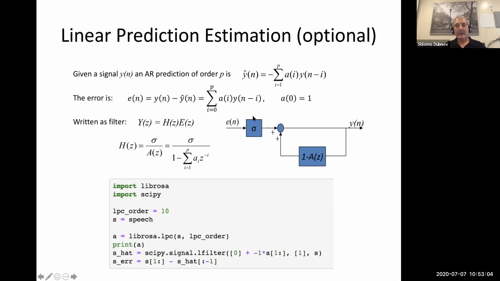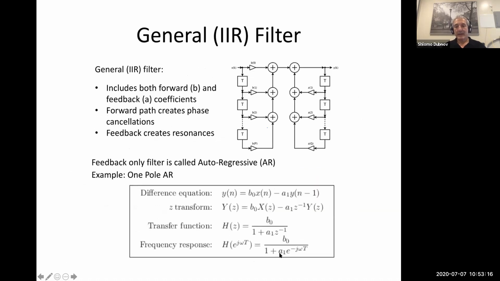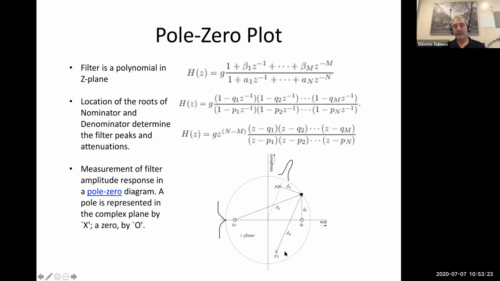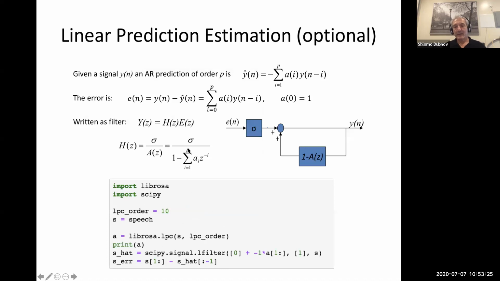If you check the equations here, it takes some time to play with the math, but if you go carefully through this, you will end up with this expression, which is exactly the same as what we have seen here, just that we had first order. We have P equal 1, so this is what you get here. If you do this for prediction of order P, you'll have this kind of expression.